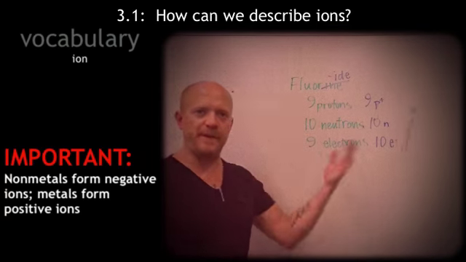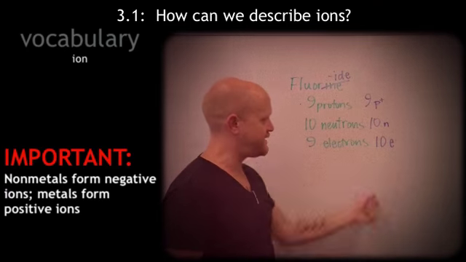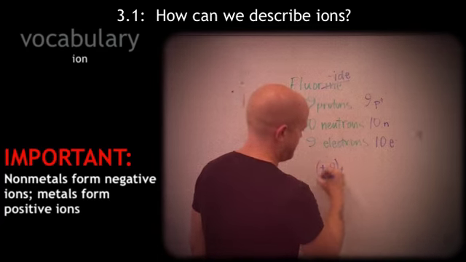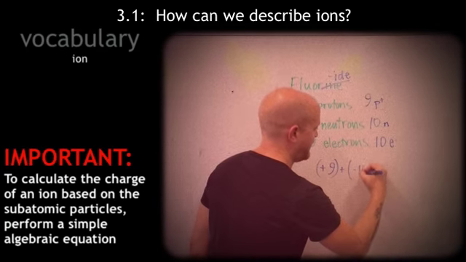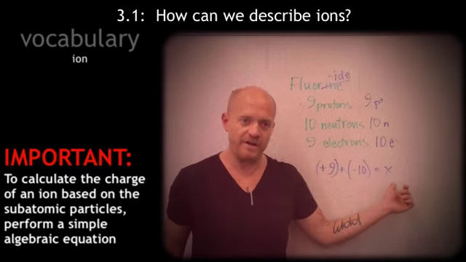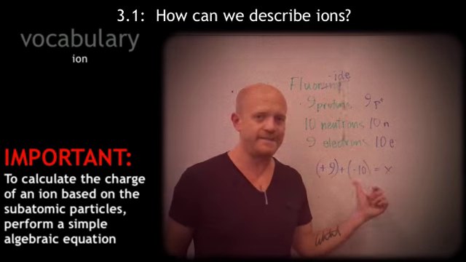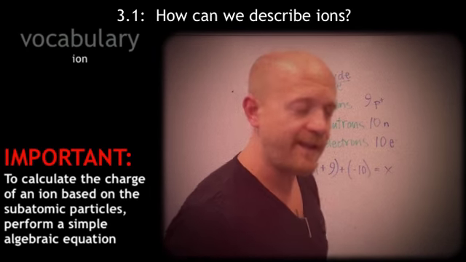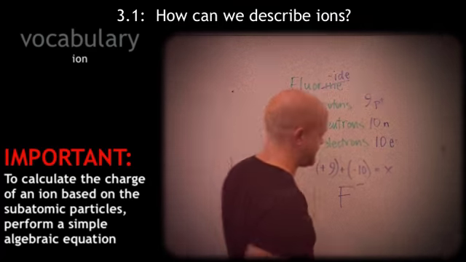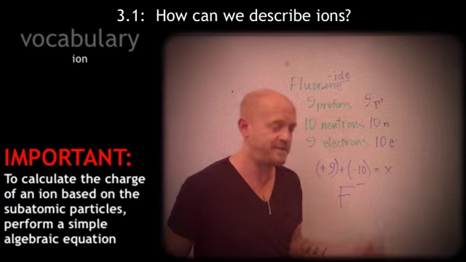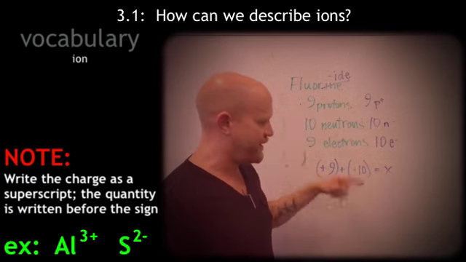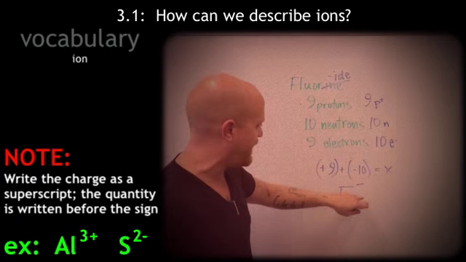Now what you do is a simple algebra problem: plus 9, which is the protons, plus negative 10, which is the electrons, equals x. X represents the charge. 9 plus negative 10 is a pretty simple problem. The answer is negative 1. So a fluoride ion is written F minus, and that's not the grade, that's the charge. We always write it as a superscript, the sign above, and that has the charge.